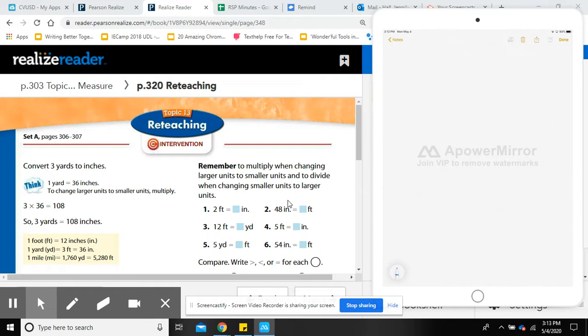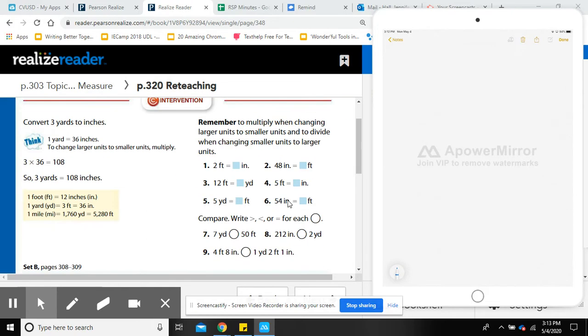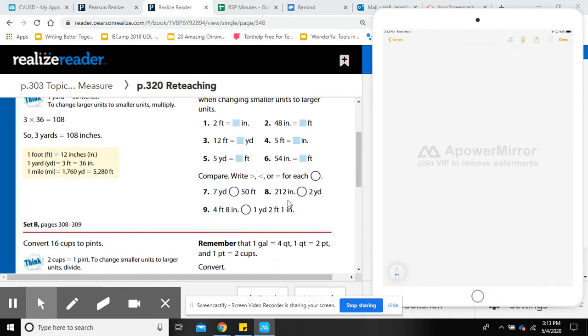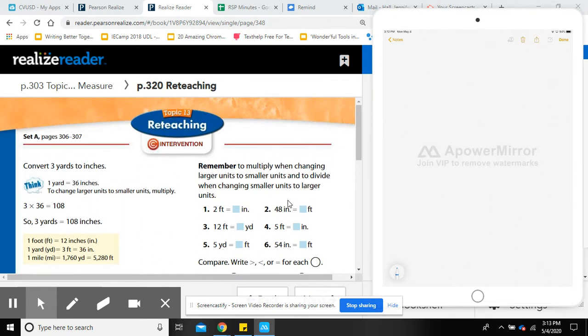So I'm going to go through the odd problems. And if you guys want to use the even problems to study or get some more practice on, that would be great. Okay. So I'm going to start with set A. Set A is equivalent to topic 13's lesson 1, which is customary units of length.